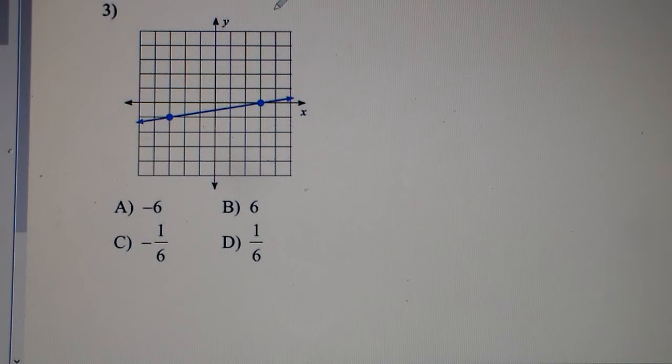Alright, look at number 3. We have a dot here, and a dot here. It's a rise of 1, and it's a run to the right of 1, 2, 3, 4, 5, 6. So our slope is 1 over 6.